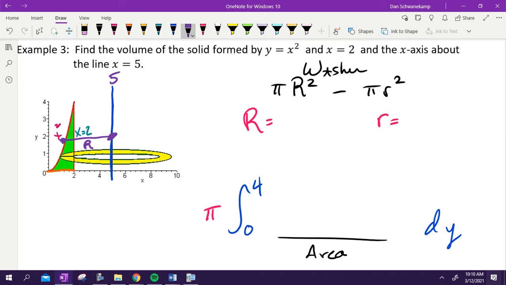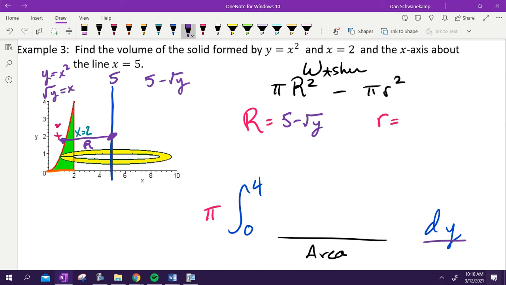So 5 minus, why am I not going to write 5 minus x squared? It is a dy problem, so the first thing I would have to do is get x by itself. It's going to be the square root of y equals x. That's this line. So it's 5 minus the square root of y. That is my big radius.